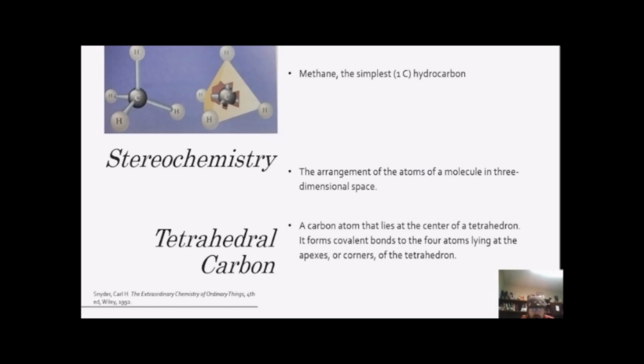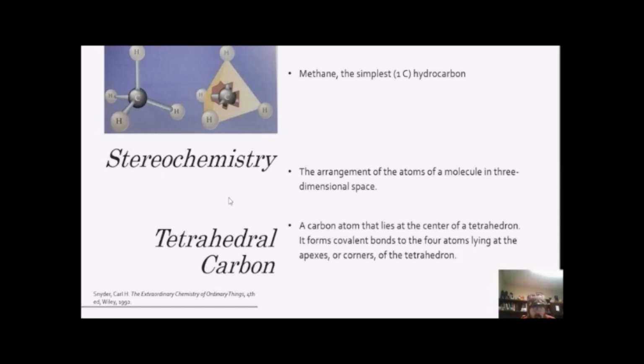The carbon in this case is going to be in the center of this tetrahedron, and thus the carbon is called a tetrahedral carbon. So a tetrahedral carbon is a carbon atom that lies in the center of a tetrahedron. It forms covalent bonds with 4 atoms lying at the apexes or corners of this tetrahedron. A lot of the carbons we'll talk about are tetrahedral.